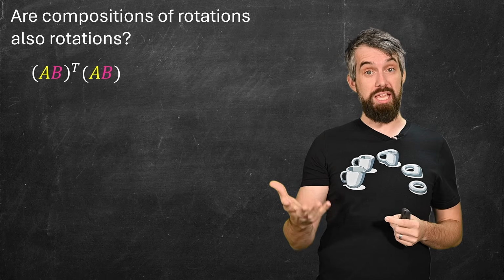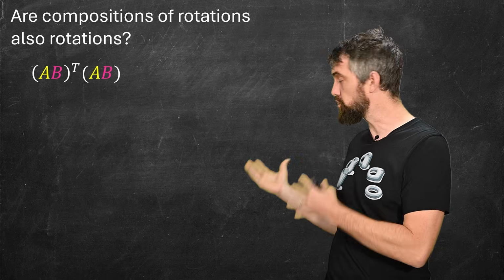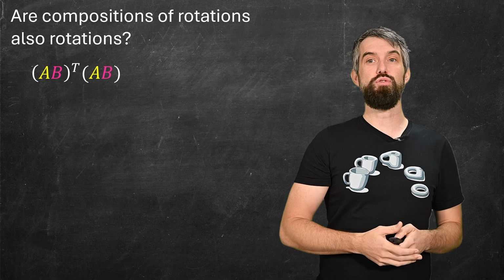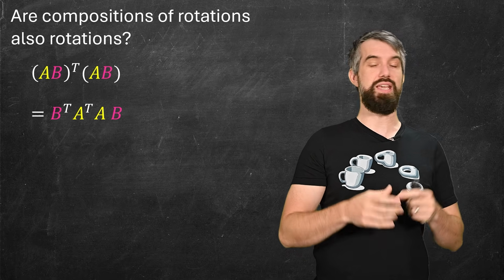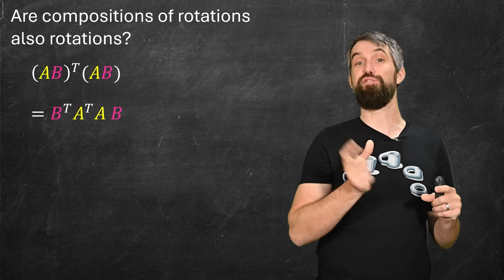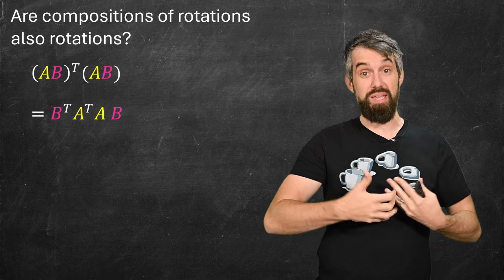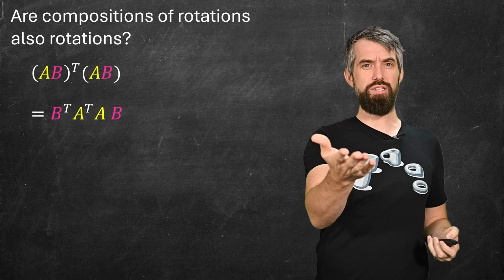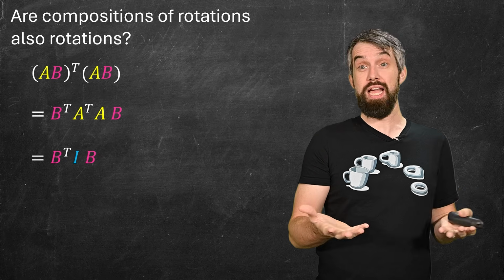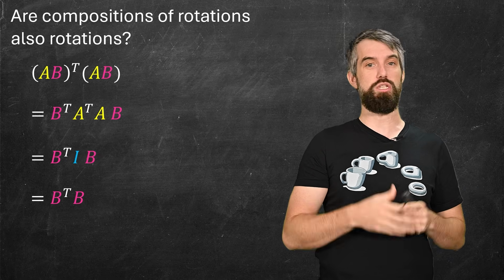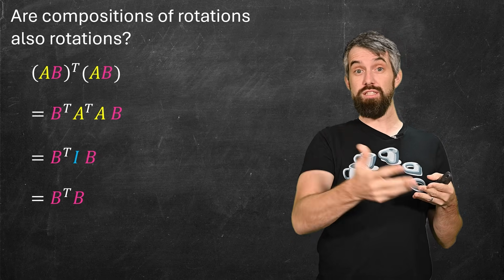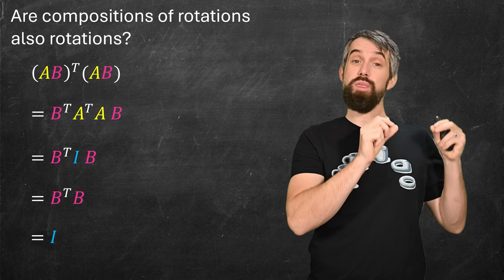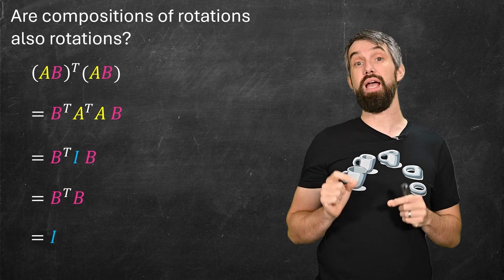Let's assume that A and B are rotation matrices, and we'll construct the transpose of the product times the product. And then we just use rules of transpose. So first of all, the product transpose, you flip the order and take the transpose of both: B transpose, A transpose. And then A transpose A, we know A is a rotation matrix, and so that's just the identity. We can simplify that out to just B transpose B. B is also a rotation matrix, so that's also equal to the identity. So yes, the product satisfies that property as well.